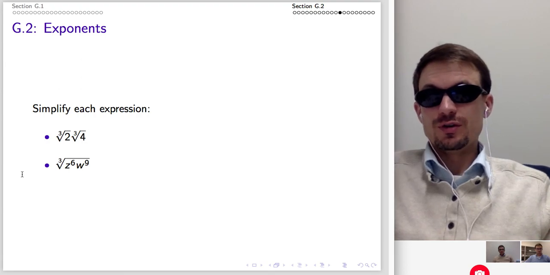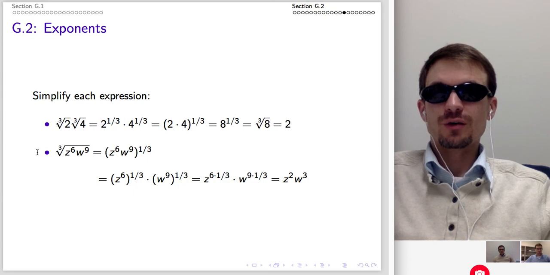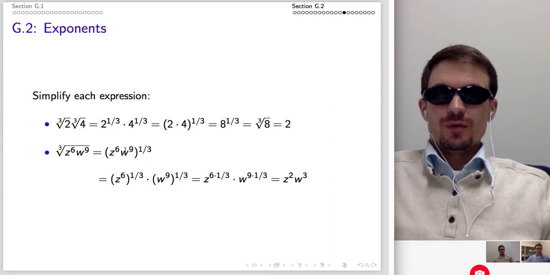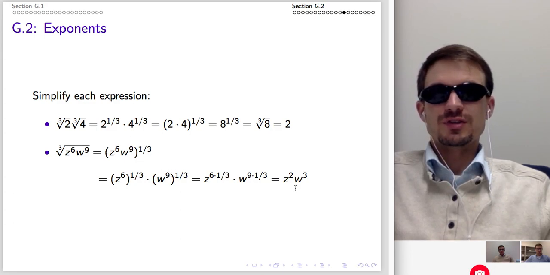You could think of something a little bit similar with this other one. What do we do for this other one? Well, I'll write this as z to the 6th, w to the 9th, all to the 1/3, and then I'll just distribute this 1/3 to each. I have z squared w cubed.